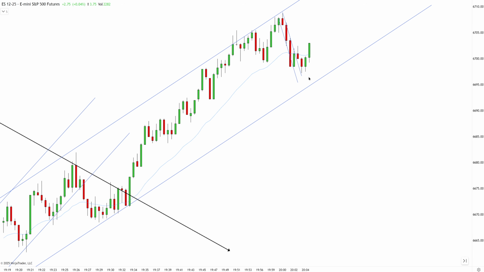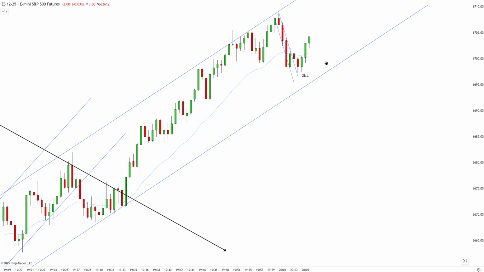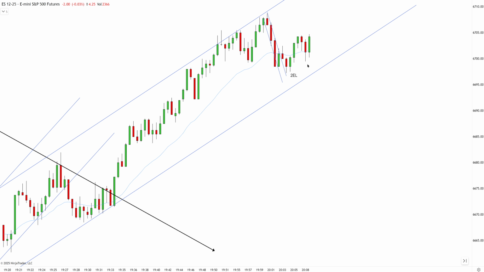Second entry long below EMA, I cannot go long just yet. You can go long below EMA if it's off the trend line or you have some triple test, but the support is not really that clean. I'm looking for high-low confirmation setup, and I have high-low confirmation setup right here.